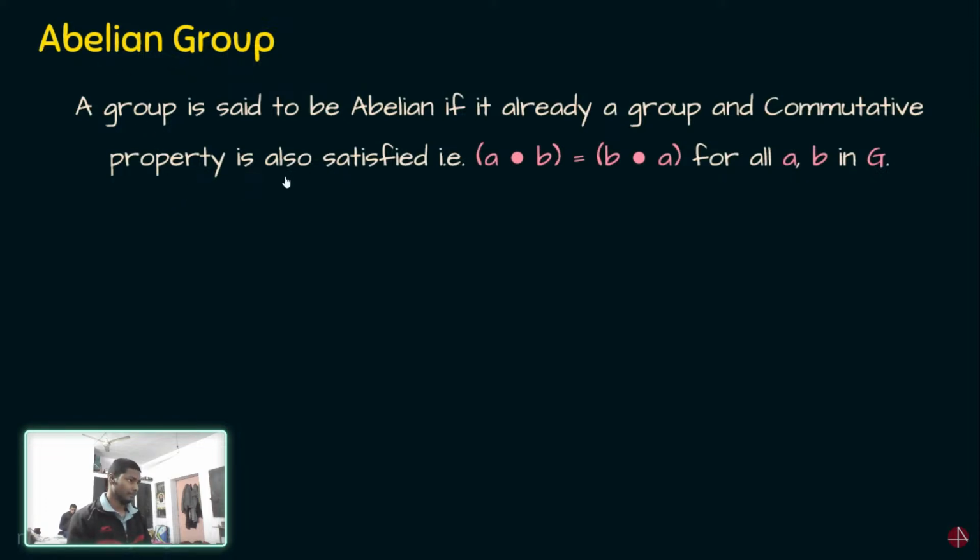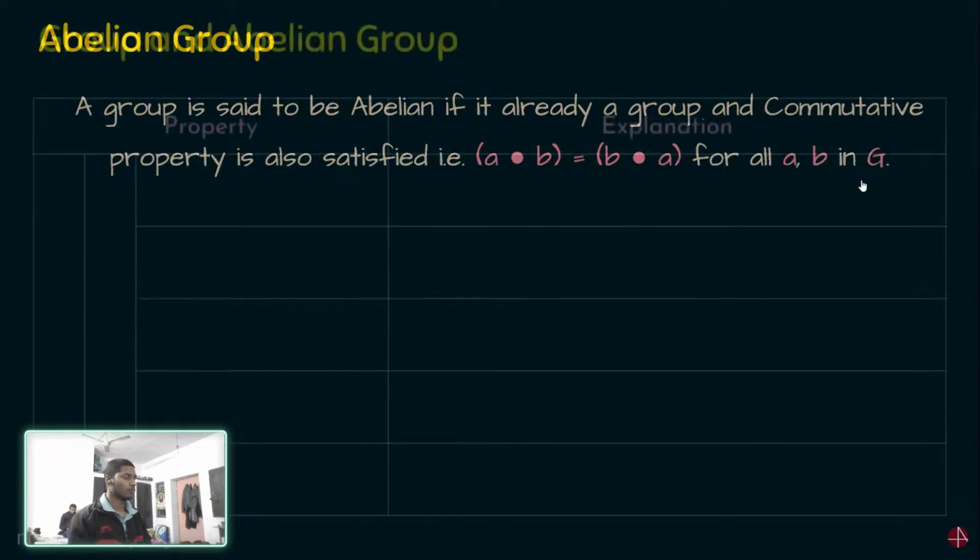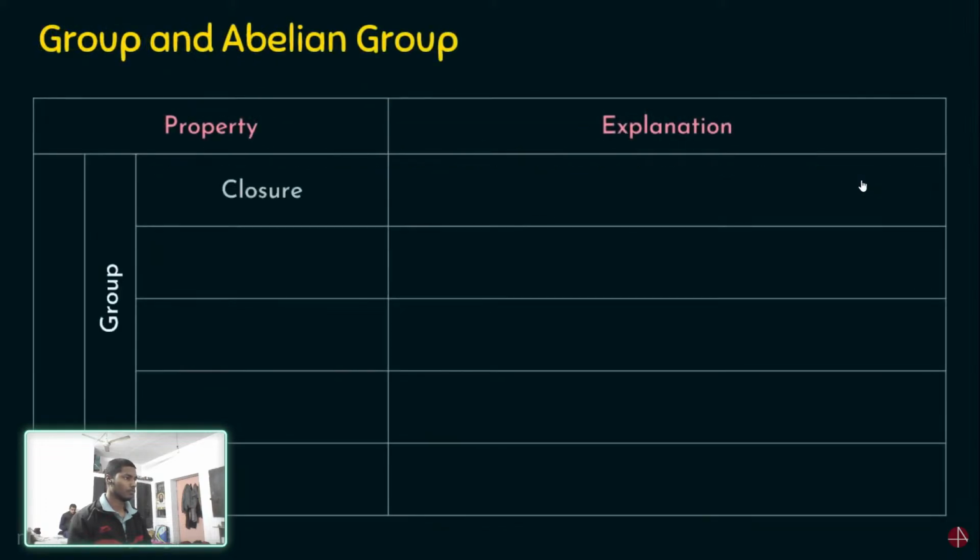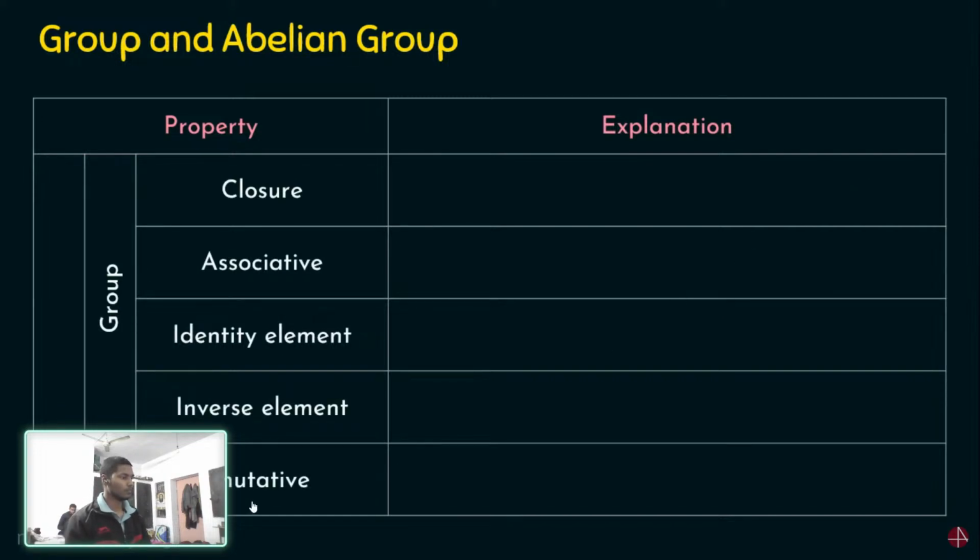What is this commutative property? A dot B is equal to B dot A for all A comma B in G. When we see an example, it will be clear for you. So before stepping into the example, let's see the properties. If it is a group, then it should satisfy the closure property, associative property, the identity element should exist, and the inverse element should also exist in the group. In addition, if the commutative property is also satisfied, then it forms an abelian group. Now let's see the explanation of each property.